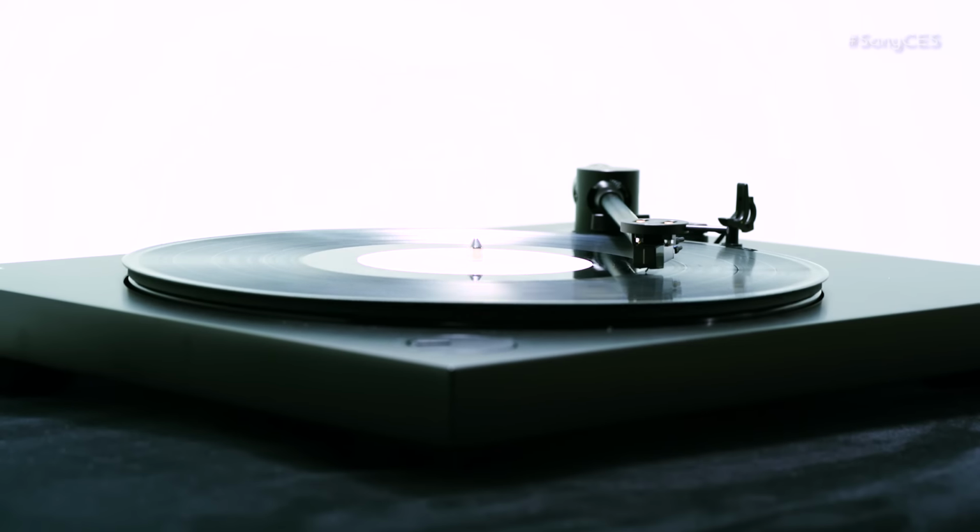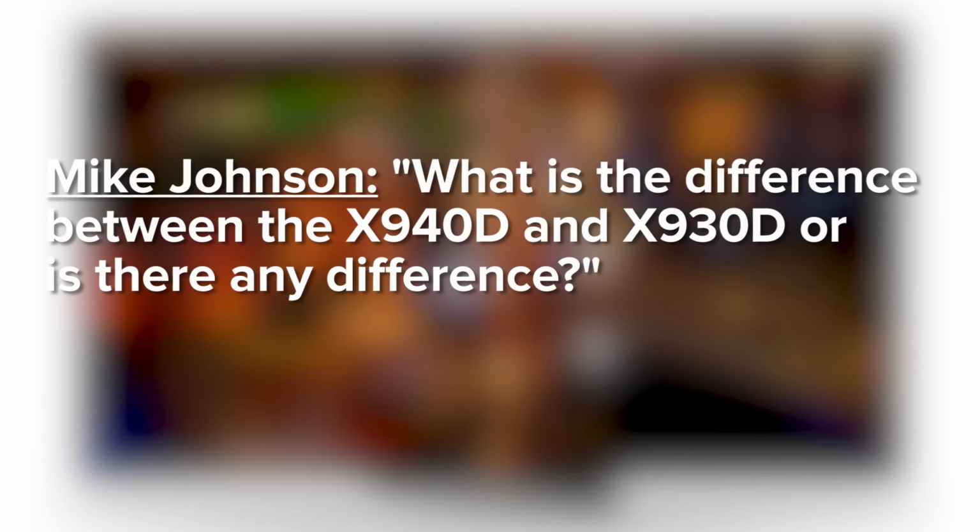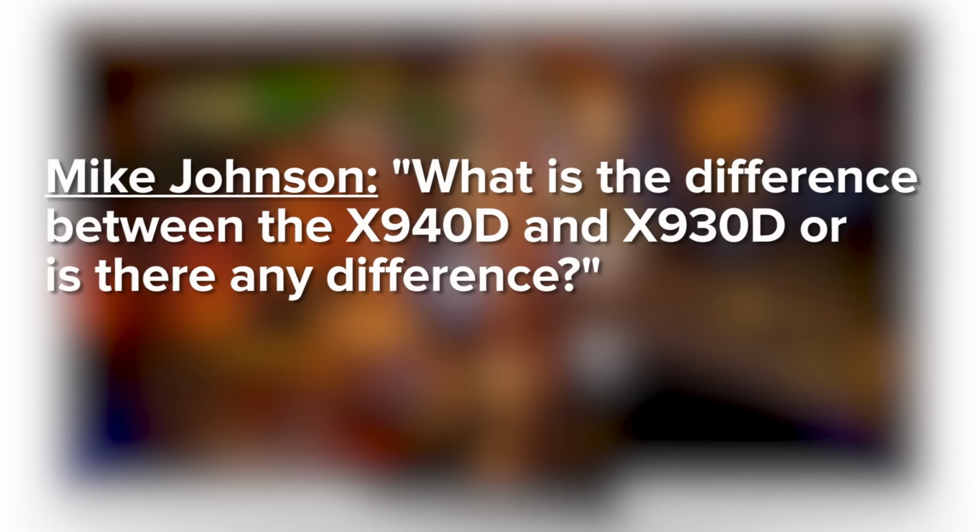So last week we gave you the first look at new gear announced at CES, like Sony's new high-res turntable and a 4K high dynamic range TV, plus some of the future tech Sony showed off at the CES show floor. Now, in the weeks since, you posted some great questions on YouTube, Facebook, and on your blog, so we're here today to answer a few of those and get you some detail and some information. That is right. So let's get right to it with the first question from Mike Johnson, who asked, what is the difference between the X940D and the X930D, or is there any difference?